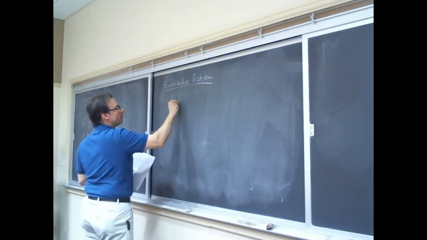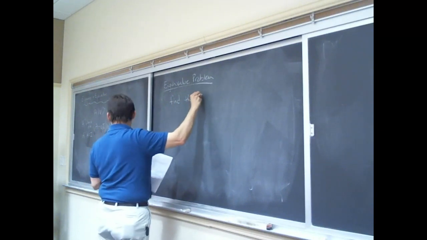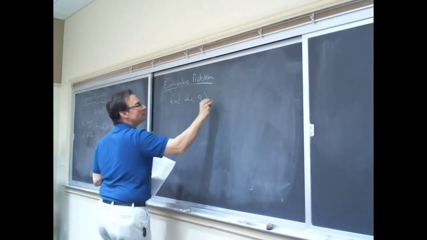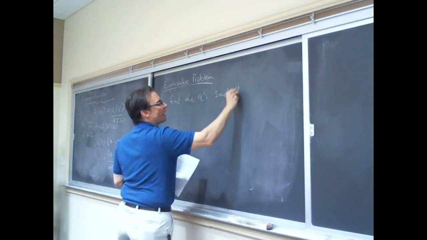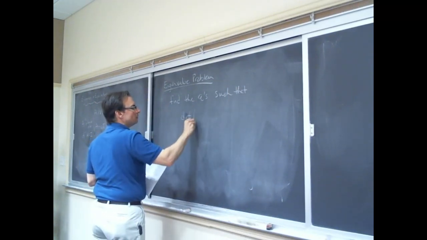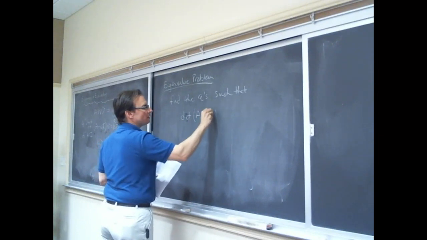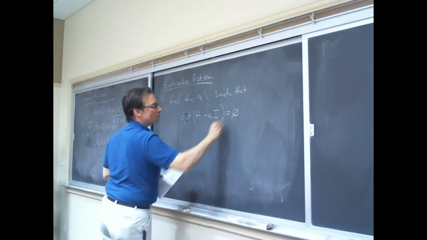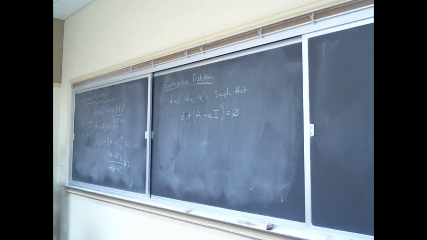You're going to find the A's such that the determinant of A minus little a times the identity matrix is equal to 0. All right, the determinant is a number, and you just need to write down the equations for the determinant of that matrix and set the determinant equal to 0 and solve for the A's. That's really what the eigenvalue problem boils down to.